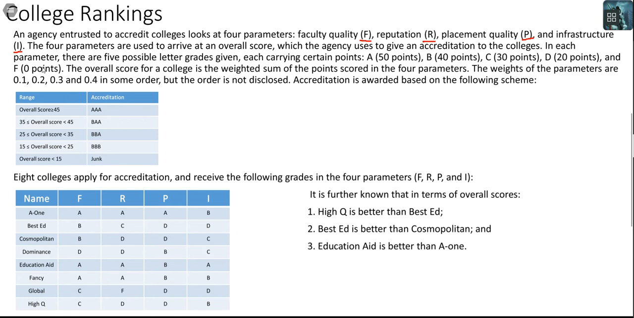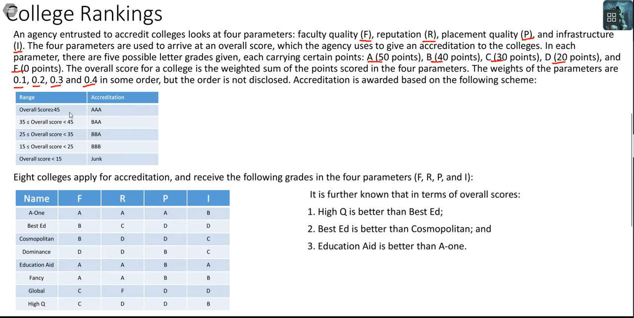In each parameter, there are five possible letter grades given, each carrying certain points. A is 50, B is 40, C is 30, D is 20, and F is 0. The overall score of a college is the weighted sum of the points scored in the four parameters. The weights of the parameters are 0.1, 0.2, 0.3, and 0.4 in some order, but the order is not disclosed. The accreditation is awarded based on the following scheme.